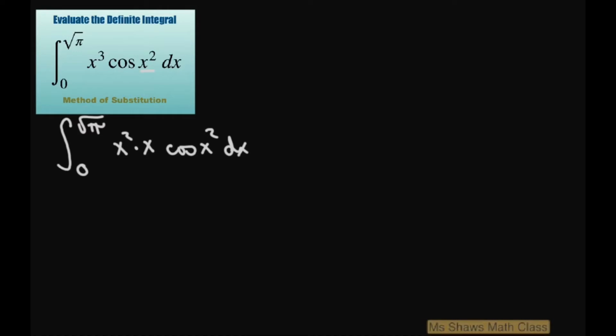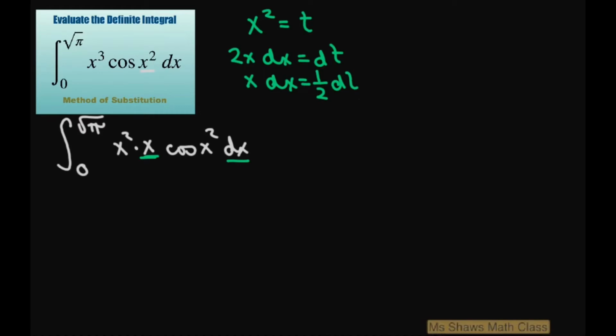So we're going to let x squared, using our method of substitution, equal t. Then 2x dx equals dt. Or, since we have this x dx, we can write x dx equals 1/2 dt. All right, now to use our method of substitution, we're going to have to change our upper and lower limit.